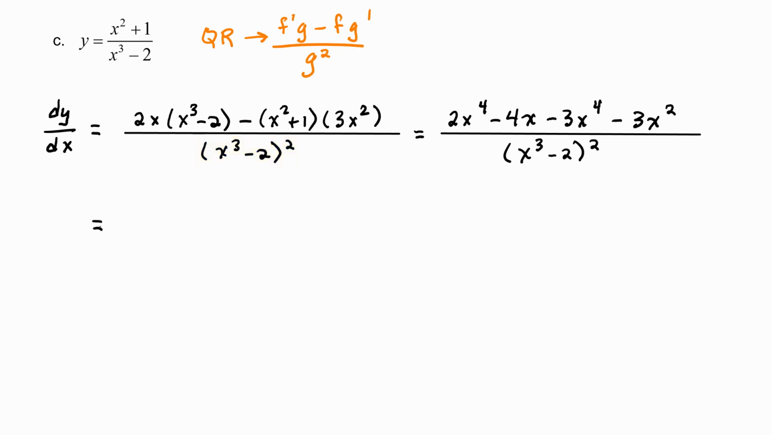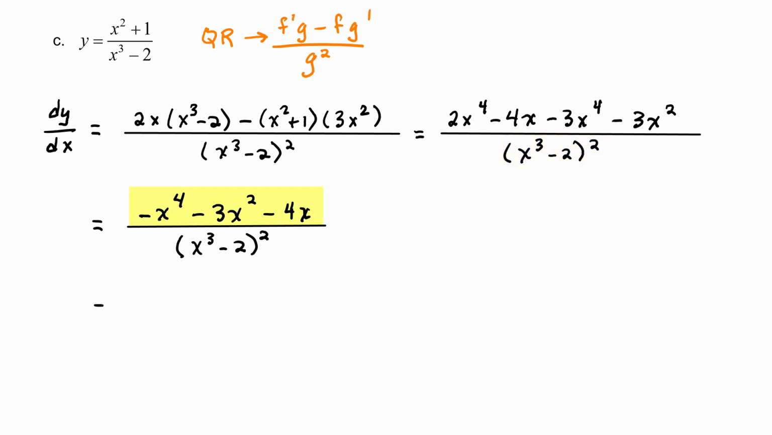We continue to simplify. Combining like terms, we have 2x to the 4th minus 3x to the 4th gives us negative x to the 4th. Then we have minus 3x squared. And then finally, minus 4x. Our denominator is still the quantity x cubed minus 2 squared.